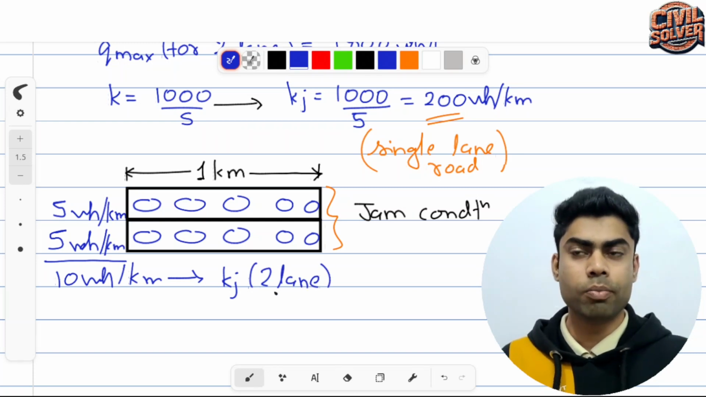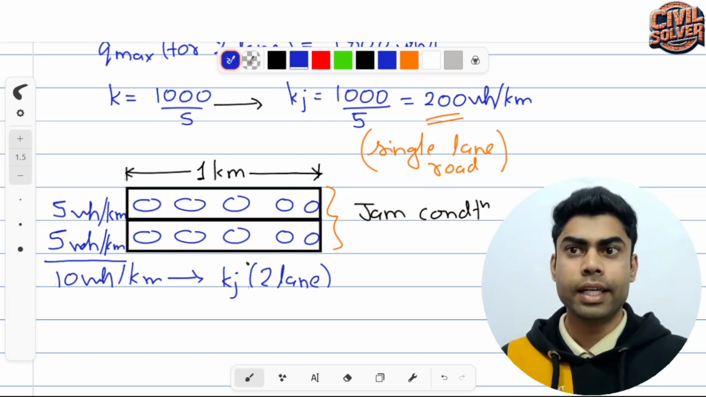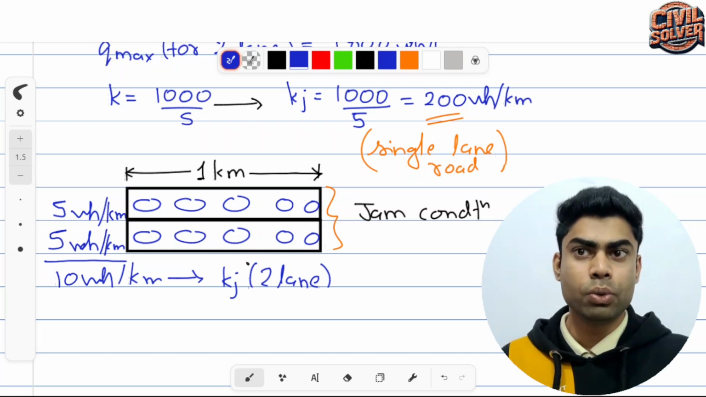The vehicles simply occupy one more lane, and because only 5 vehicles were occupying one lane, 5 more vehicles can occupy another lane. And if there were 3 lanes, then 5 more vehicles will occupy that lane, and the density will become 15 vehicles per kilometer for 3 lane. But we are stopping at 2 lane. That means the jam density for 2 lane will be simply twice the density of 1 lane.